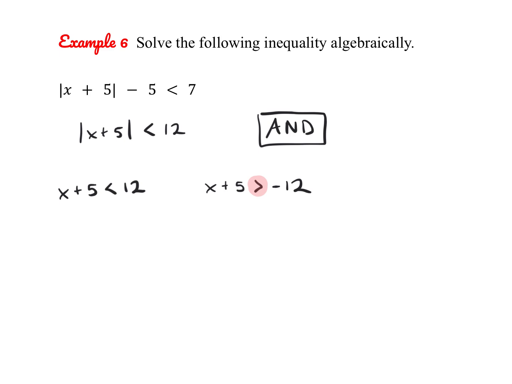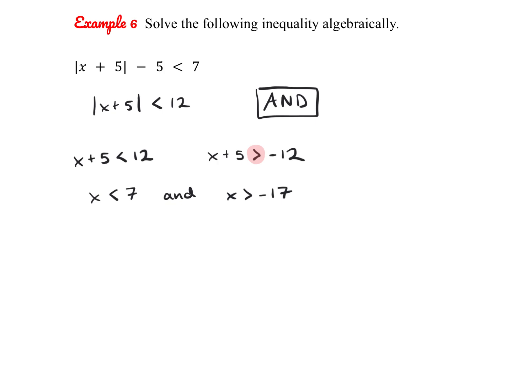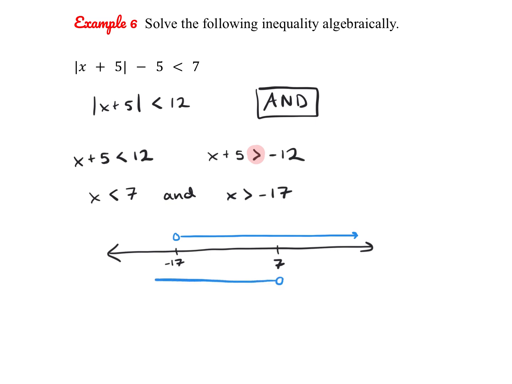So I'm going to finish solving. So I have x is less than 7 and x is greater than negative 17. Okay, so I want to help you visualize this by putting this on a number line. We want the overlap of these two expressions. So for this, here's negative 17, and here's 7. So it's everything that's greater than negative 17 and less than 7.